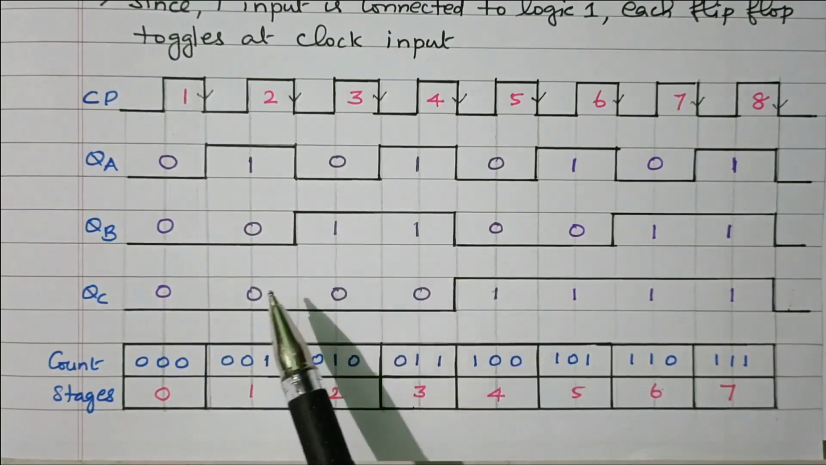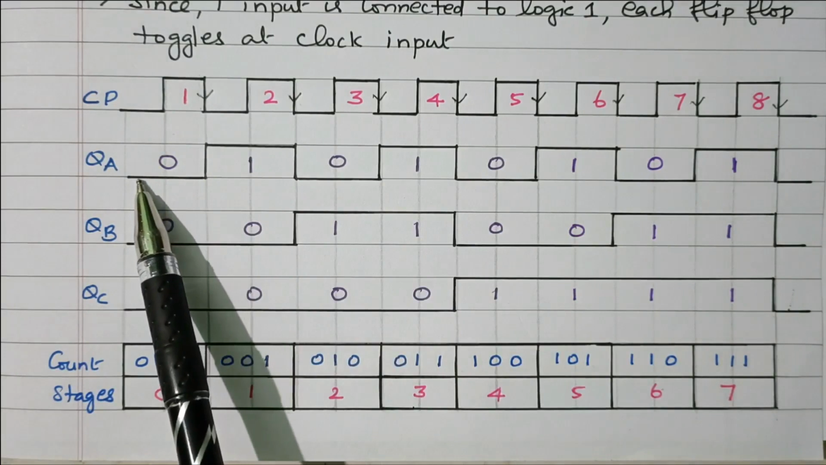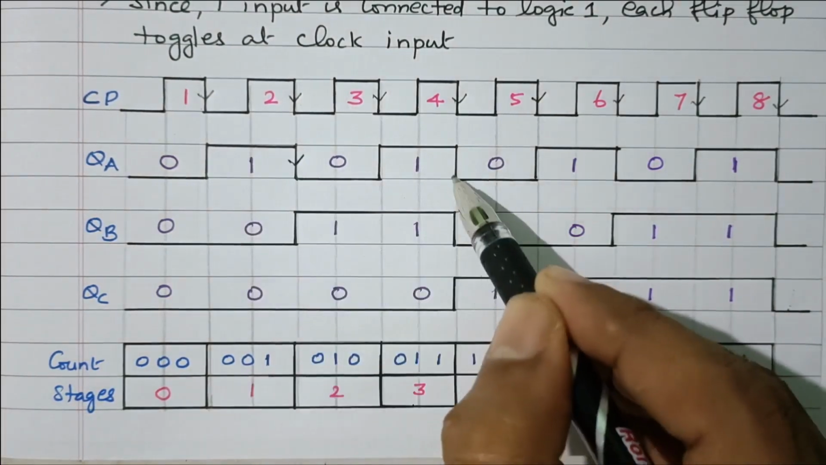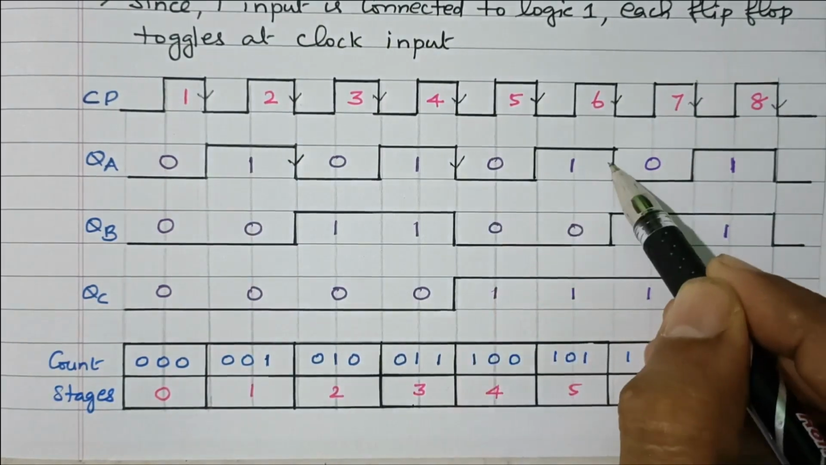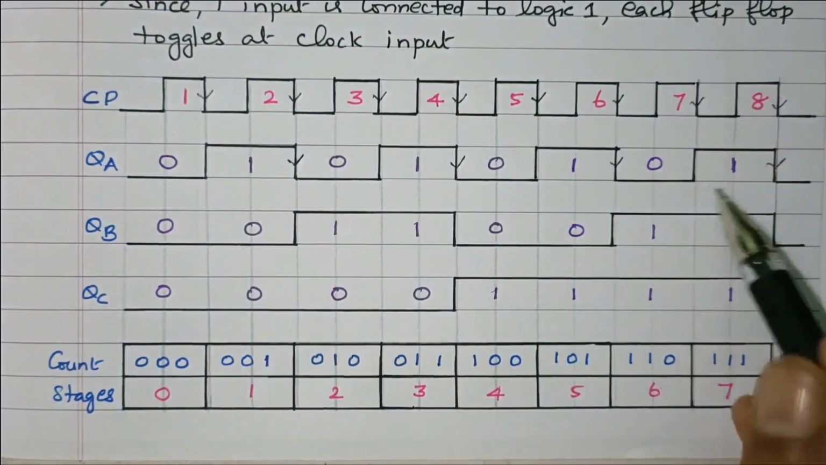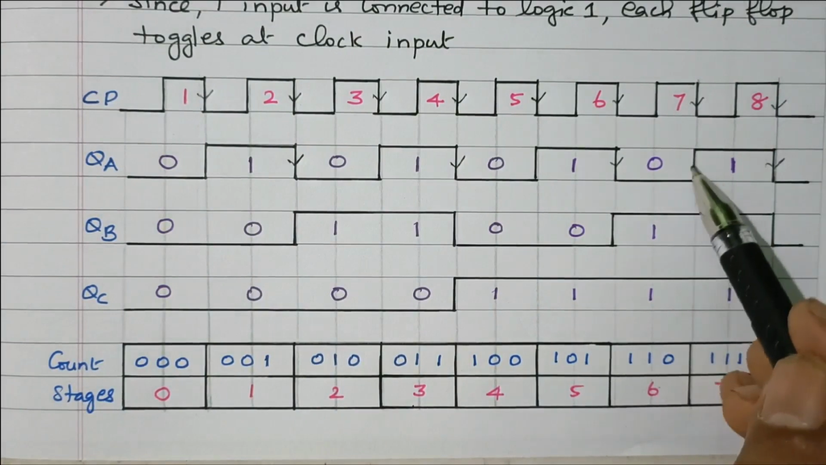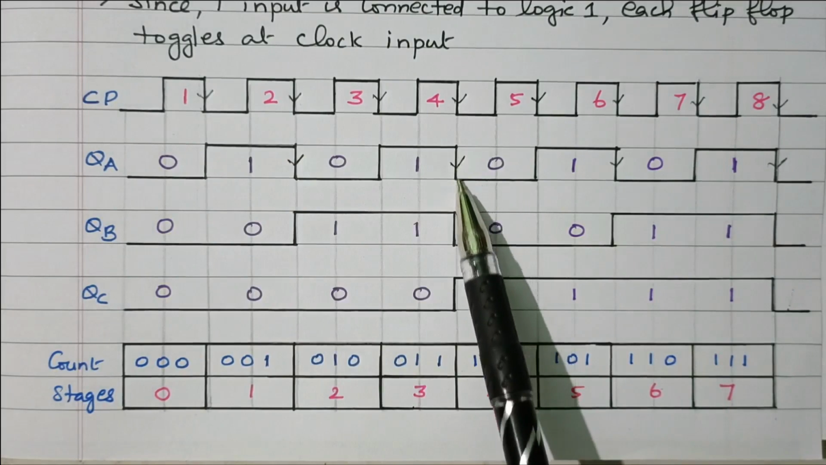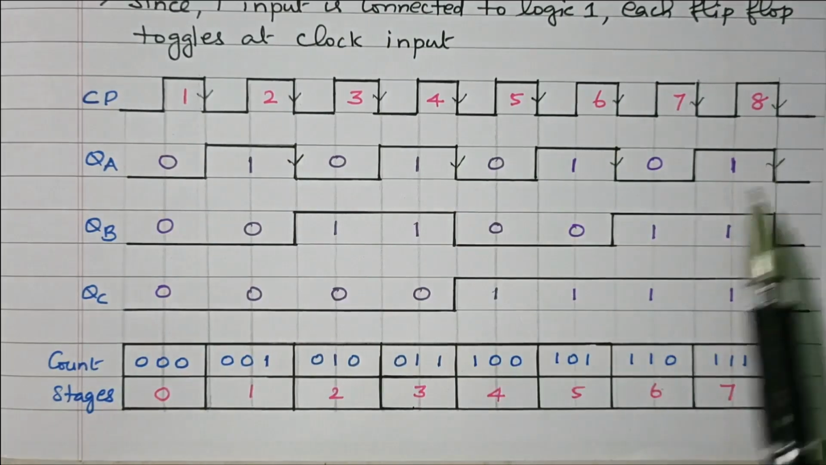That is also inverted. So whenever the output of the first flip-flop goes through a negative edge, this is a negative edge. Similarly, this is a negative edge. This is a negative edge. This is a negative edge. This is positive. Low to high is positive. High to low is negative. So during every negative edge, the second flip-flop will toggle.